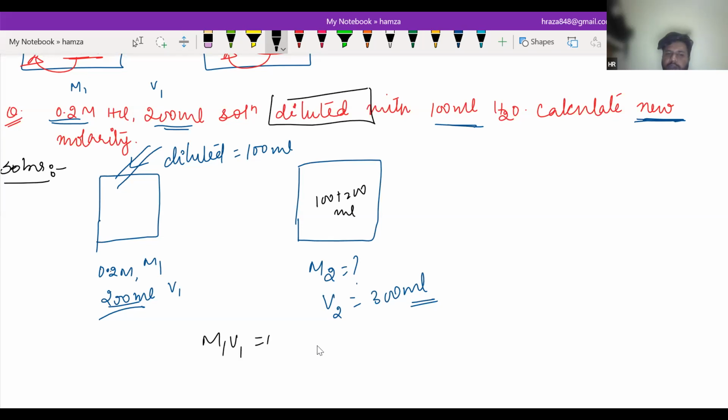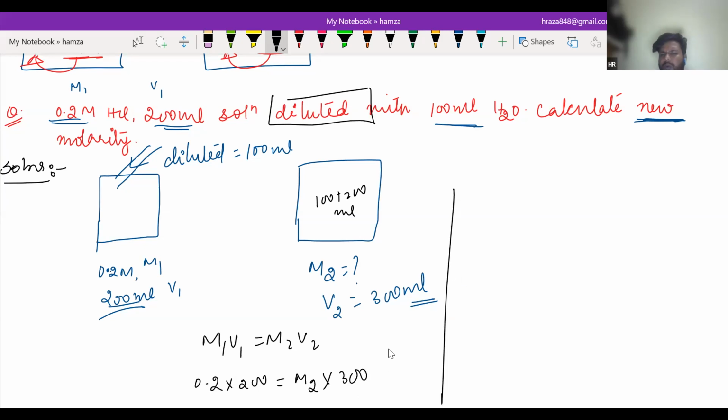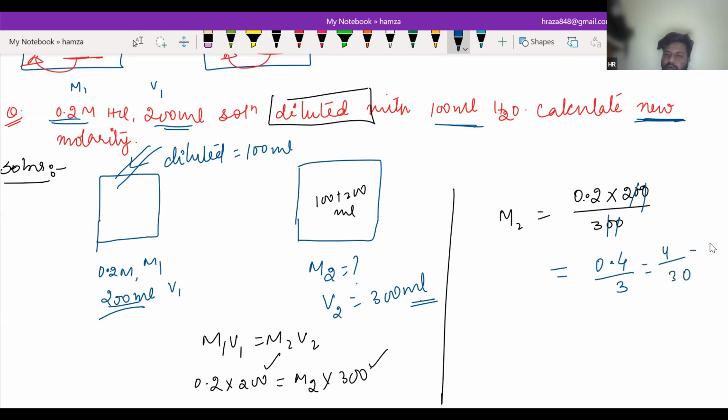So we have a formula M1V1 is equal to M2V2. M1 is 0.2, V1 is 200, M2 we need to calculate and V2 is 300. We don't need to convert ml into liters, because there will be ml on the right hand side and ml on the left hand side, it will be cancelled. So M2 will be equal to 0.2 into 200 upon 300. This will be cancelled, 0.4 upon 3, or I can also write 4 upon 30, or 2 upon 15 moles per liter.